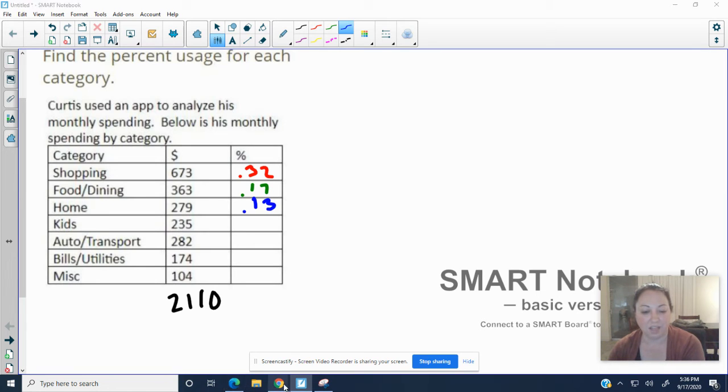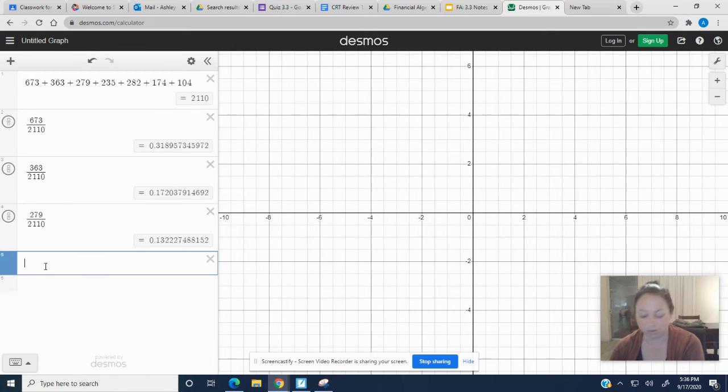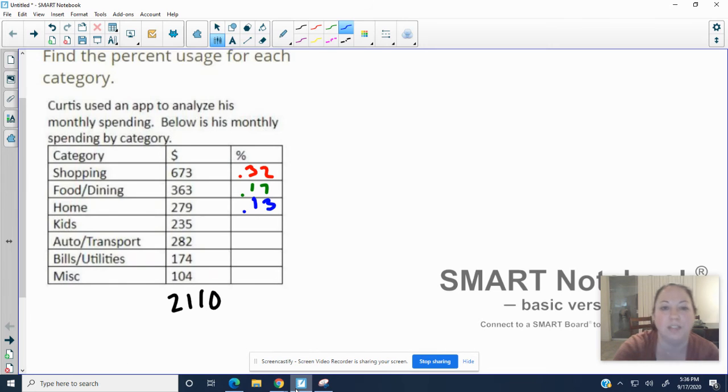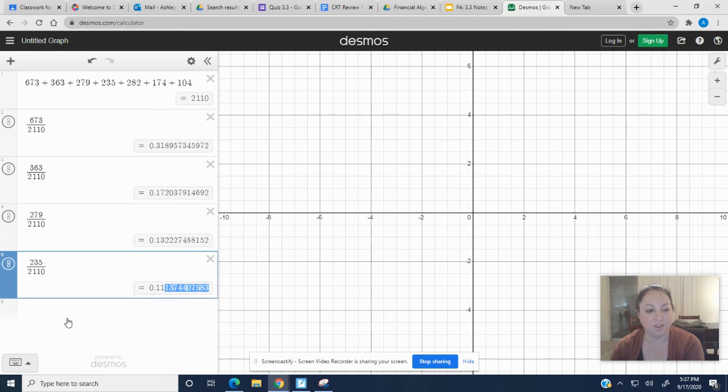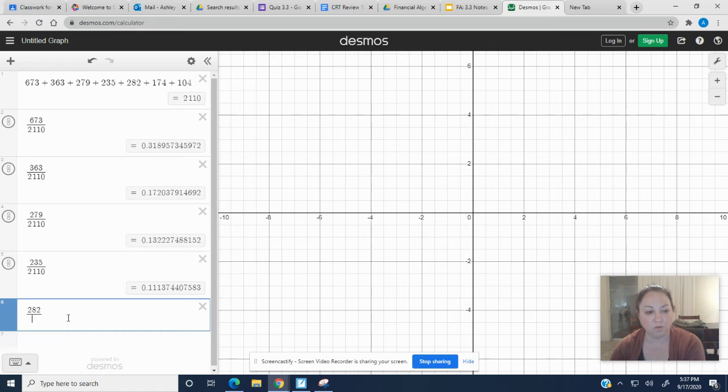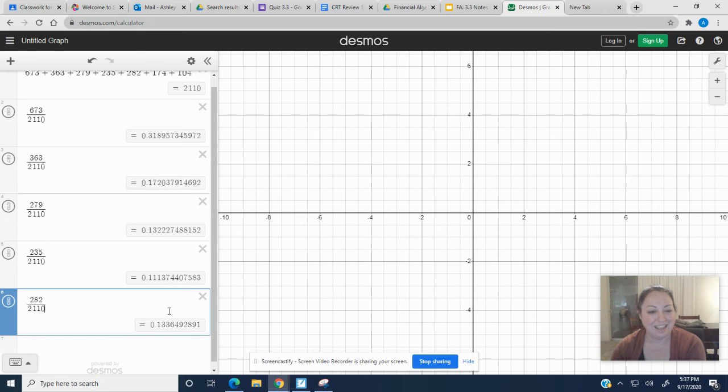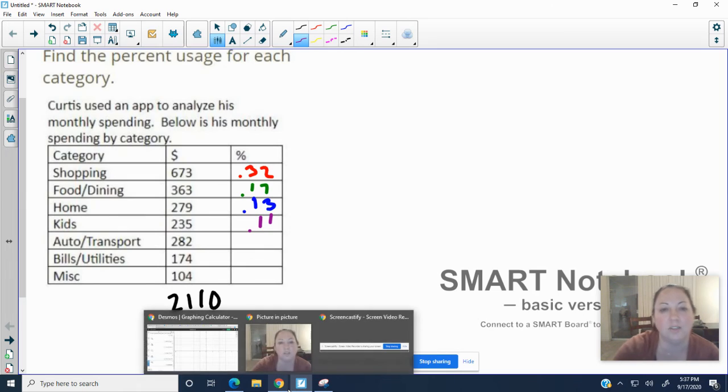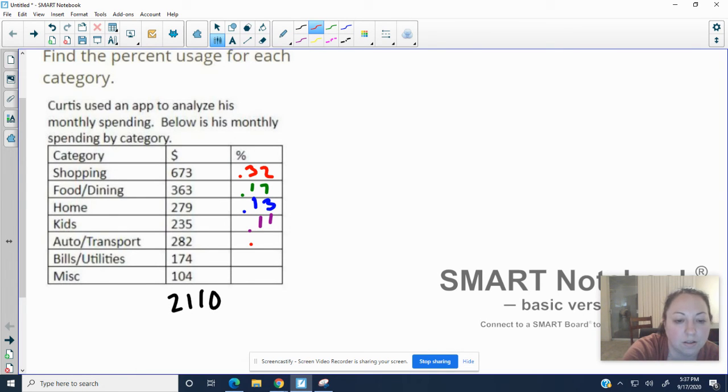Then on his kids, $235. Just an FYI, kids cost more than that a month. So we're going to take a look. This one's going to round off at 0.11 or 11%. 282 is my next value. So 282 divided by 2110, and rounding that off, I get about 13% again, so 0.13 here.